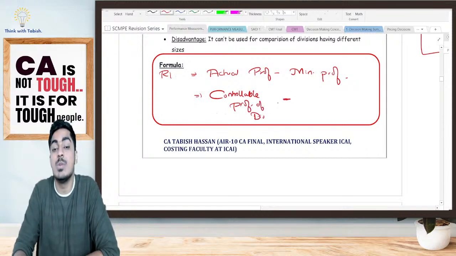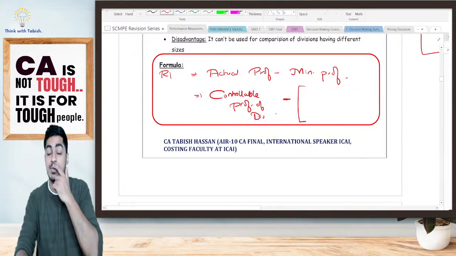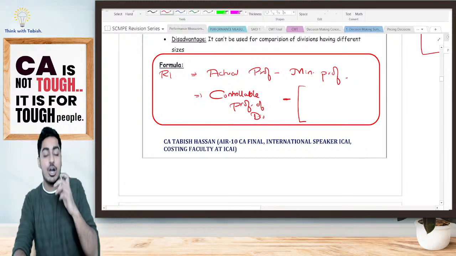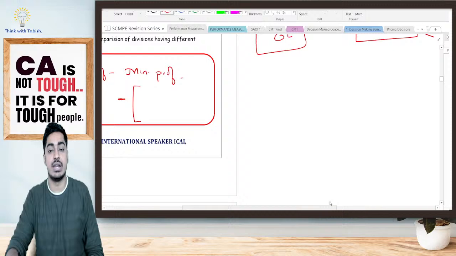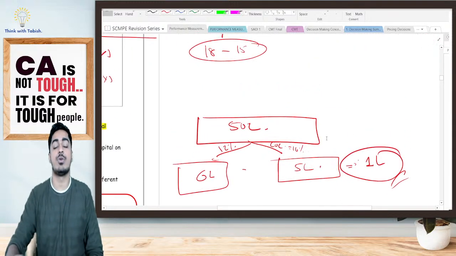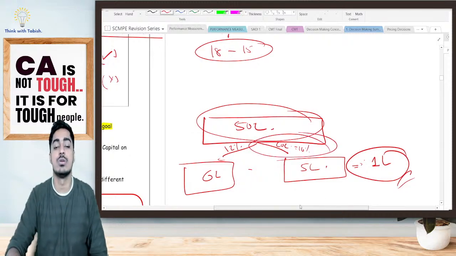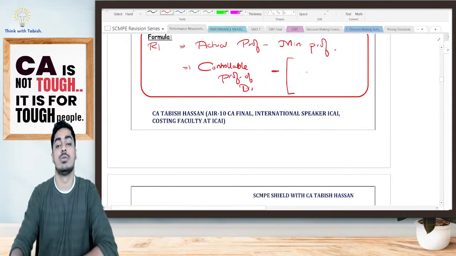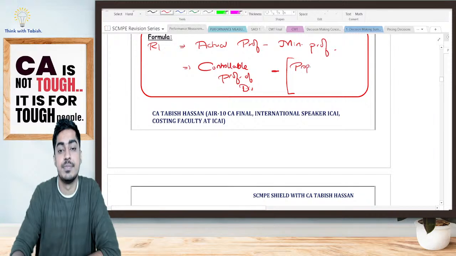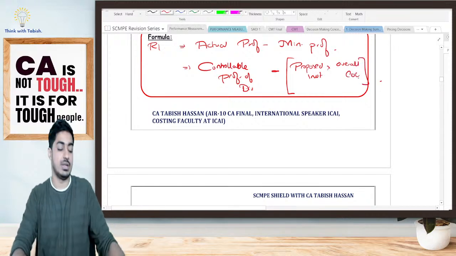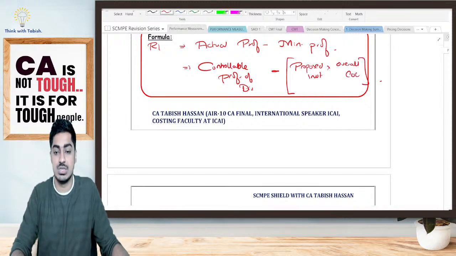Minus what is my minimum profit, students? What is my minimum profit? Bare minimum, how much I want. Yes, that is how much investment I am doing. Look at this, how did I get 5 lakh as the bare minimum return I want? 50 lakh, the proposed investment, into how much return I want. It is my proposed investment into overall cost of capital. Is it clear, my dear students?